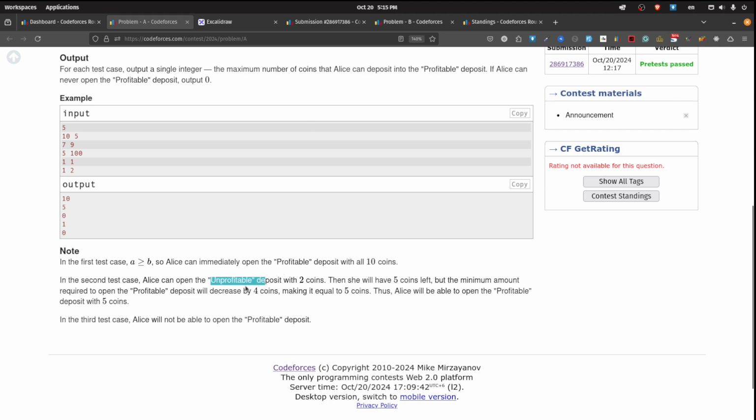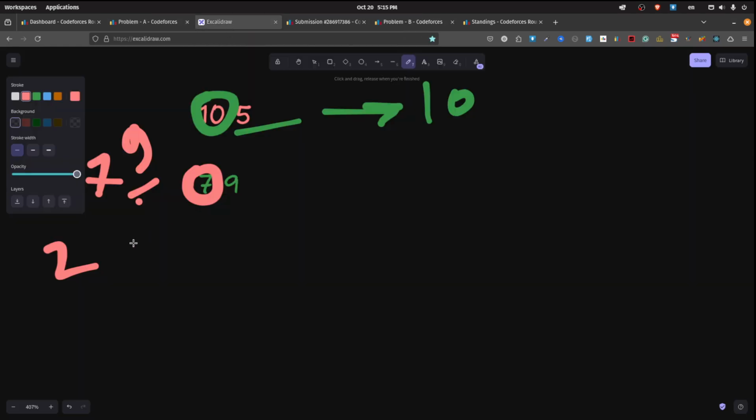So if I open an unprofitable deposit with 2 coins, what happens then? For example, it needs 2 coins, and I already have 7 coins, so I use 2 coins to open an unprofitable deposit, and if I subtract this, I will get 5 as my output. Okay, 5 is my total coin.